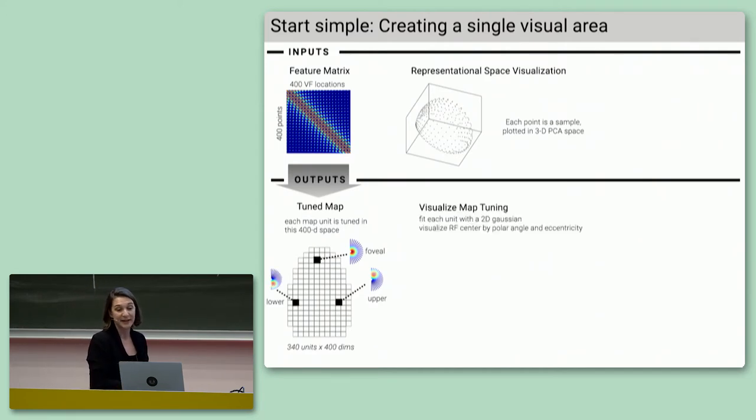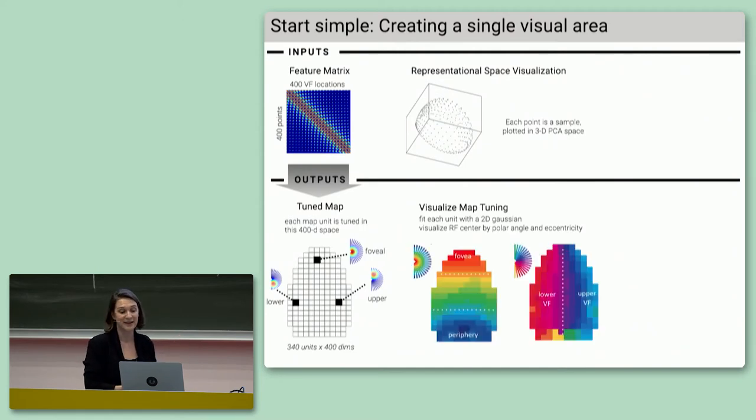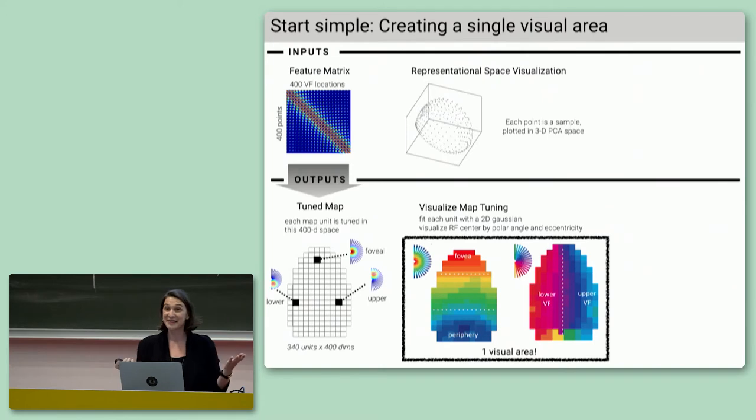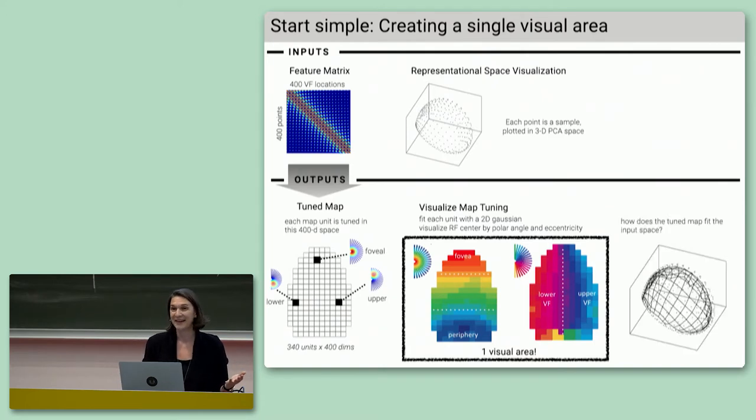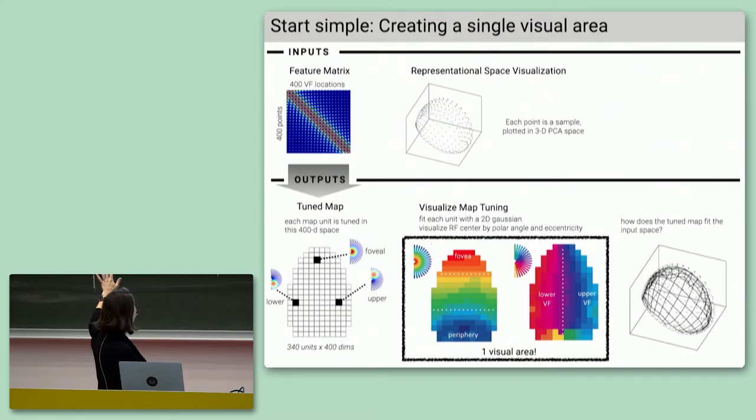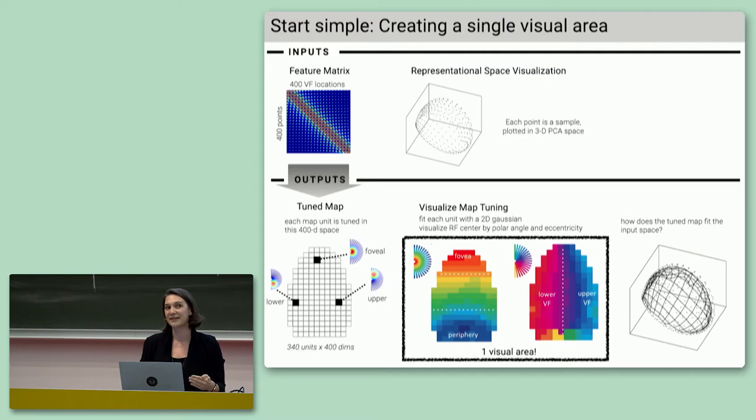So what we do is for each unit, we fit a 2D Gaussian so we can find its receptive field center. And then we just plot the simulated map in the exact same way we plot retinotopy if we're doing it in brains. And so you can see that we have a nice fovea to periphery organization. We have the divide by upper and lower. This is basically a visual area. And you can effectively see that this map just sort of hugs that low-dimensional manifold. In a way, if this didn't work, something went wrong in the self-organizing map algorithm.